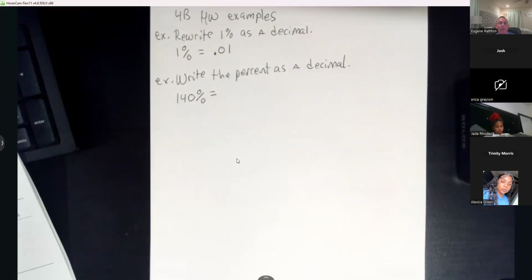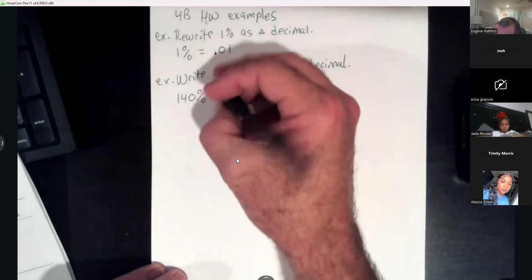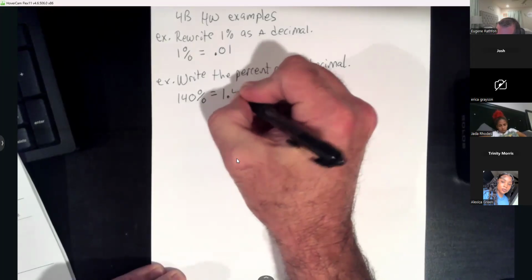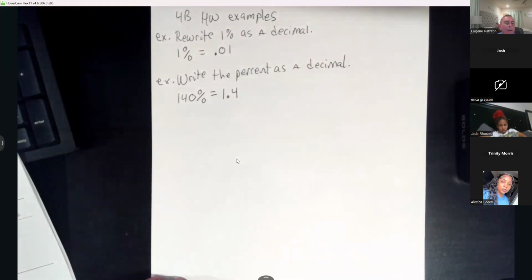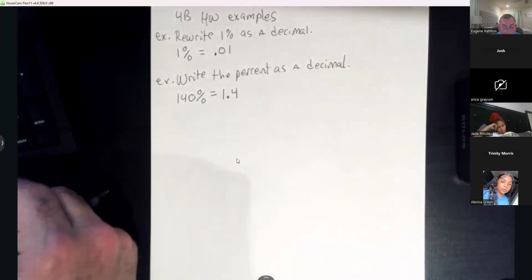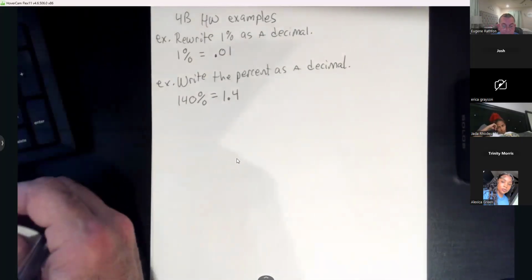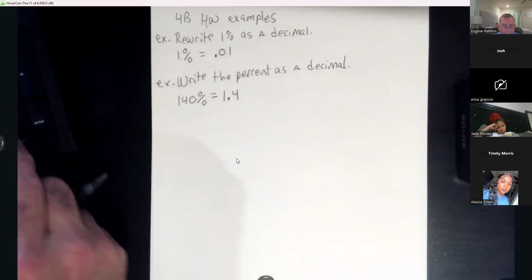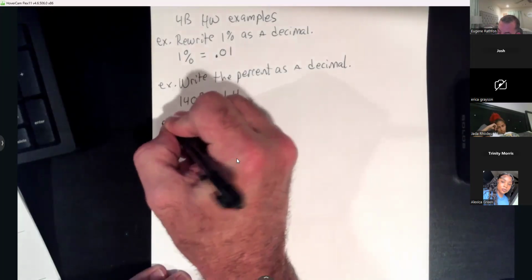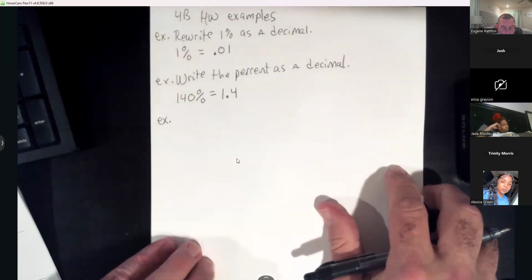All right, y'all. So what are y'all putting for 140% in decimal form? So 1.4, good job. Or you can actually do 1.40. MATLAB will take those either way. All right.